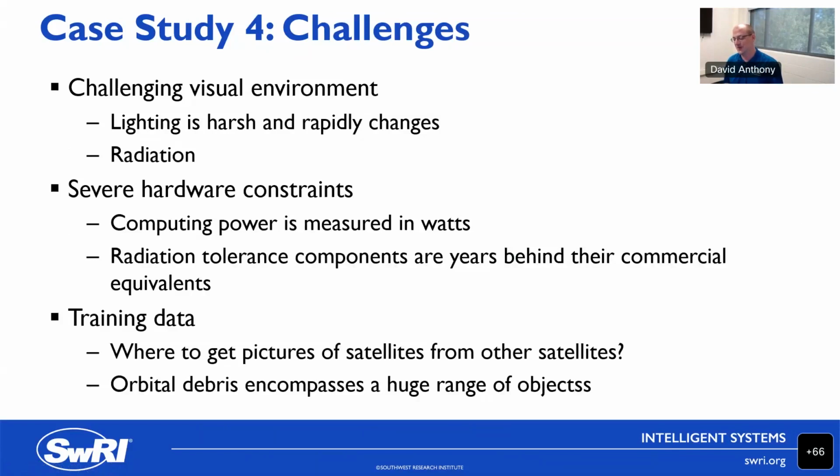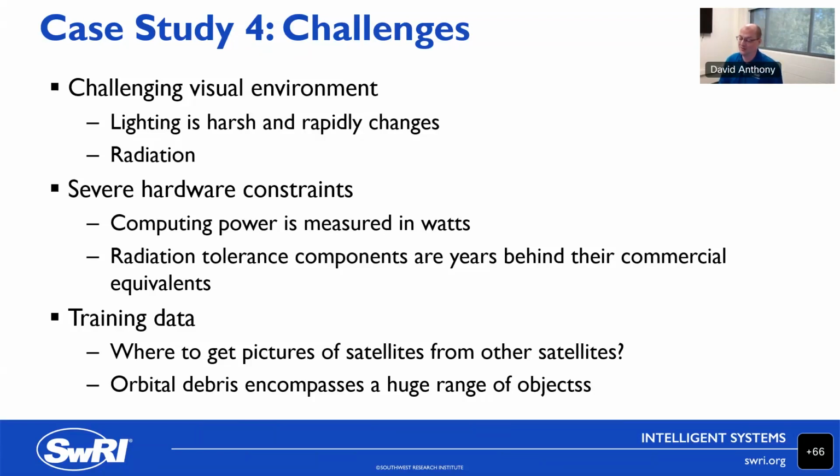You also have to deal with fun things like radiation. Sometimes it can look like you're flying through a snowstorm up there. You have severe hardware constraints. When they talk about these CubeSats, they want computer vision systems that consume on the order of less than 10 watts and ideally less than 5 watts. So it's in some cases less power than your cell phone is using.